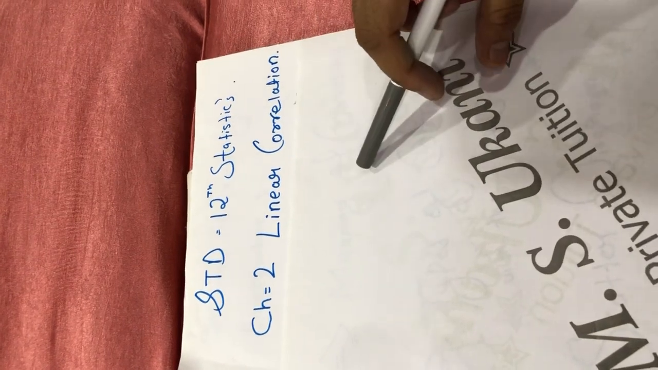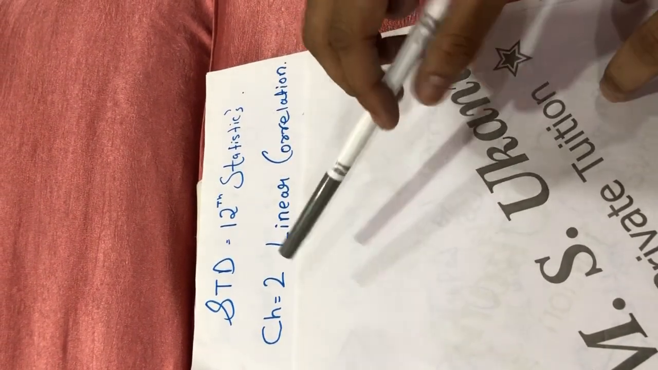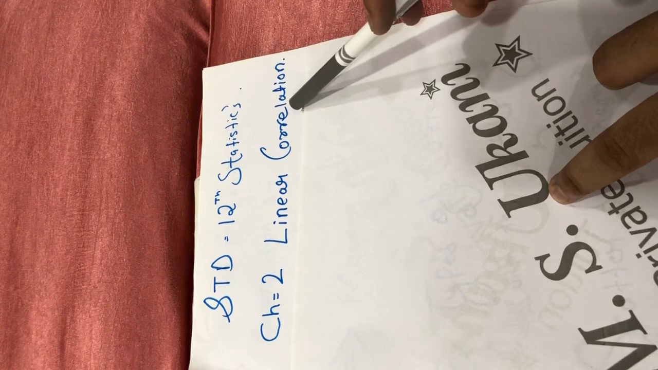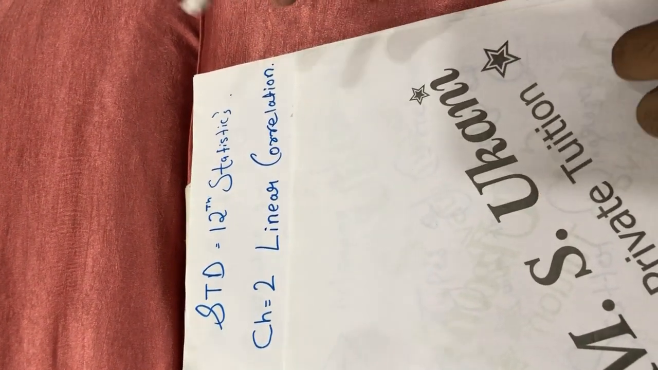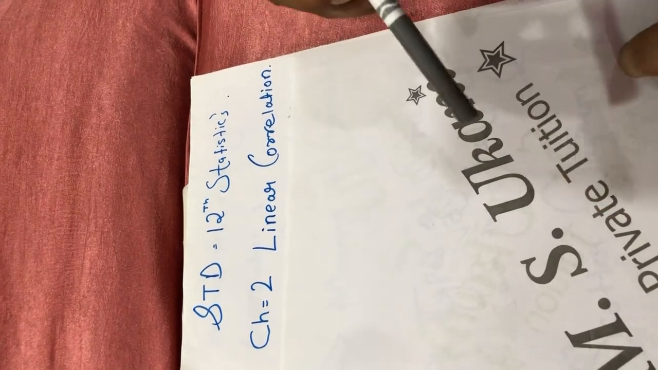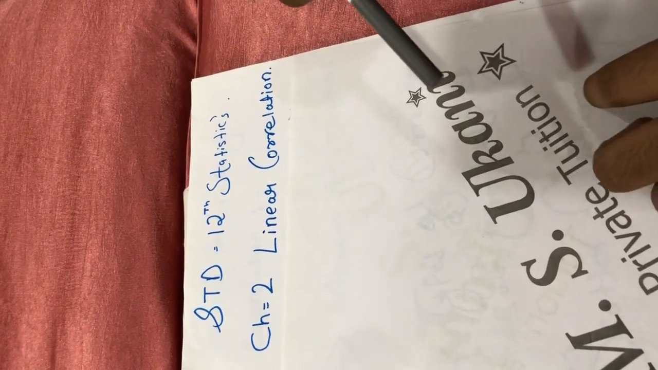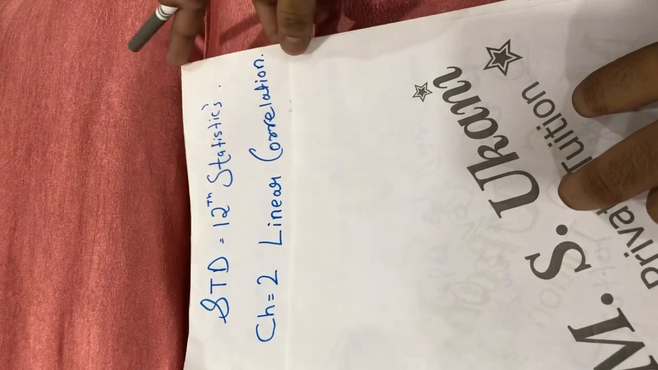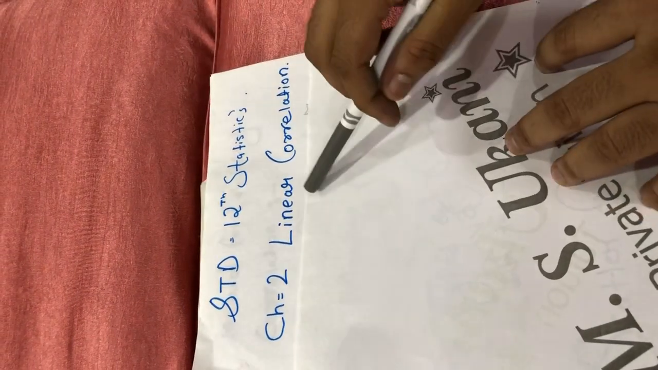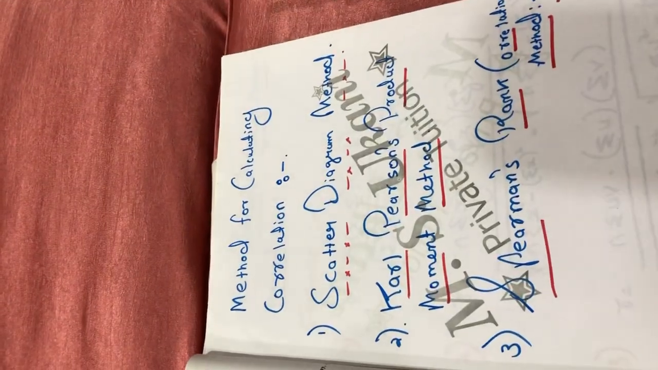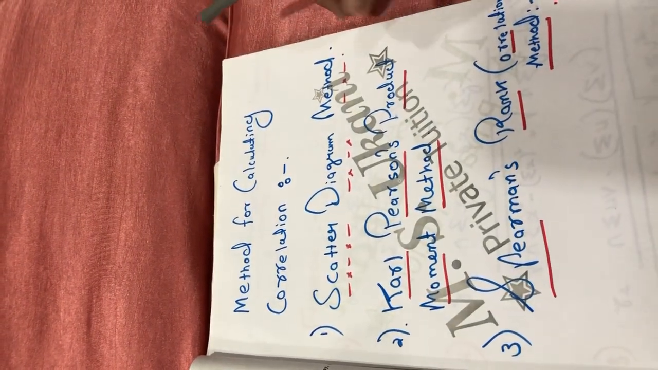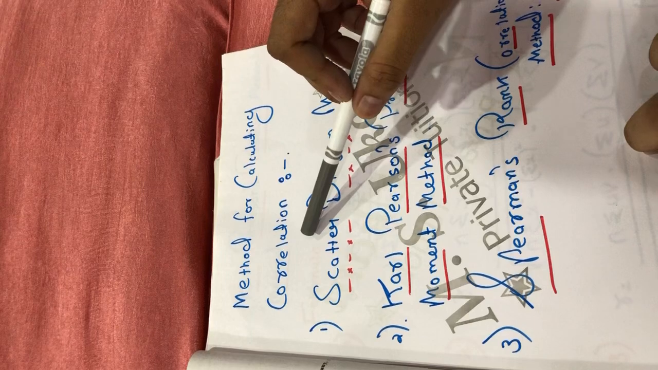So today we are going to study about Standard 12 Statistics chapter number 2 Linear Correlation. Okay, so in our previous video we had already studied about the types of correlation. Now today we will study the method for calculating linear correlation. So let us move towards the method for calculating correlation.